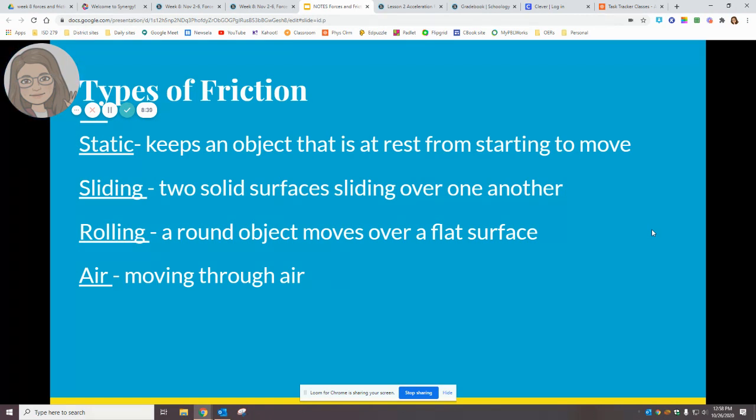Air is a type of friction, often called air resistance instead of air friction. Anytime anything moves through the air. So the leaves blowing in the breeze or your hair blowing in the breeze are experiencing air friction. A parachute falling to the ground is experiencing air friction. Your arm out the window in a car, that push back on your arm, that is a result of air friction or air resistance.